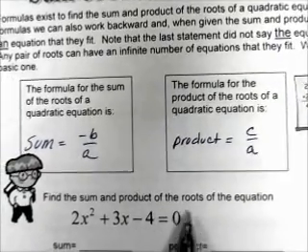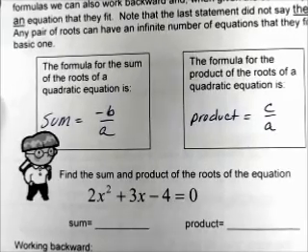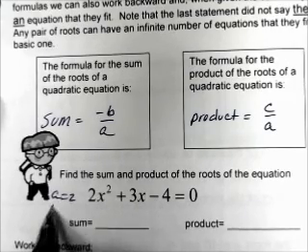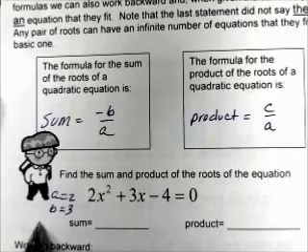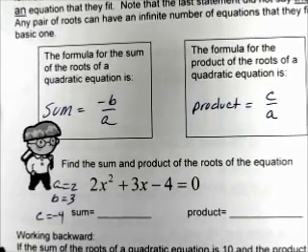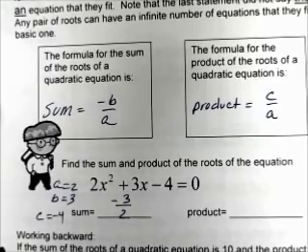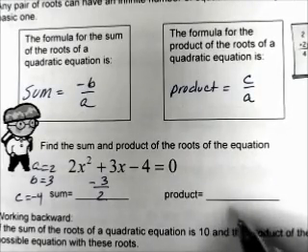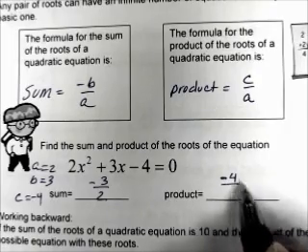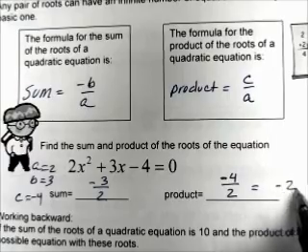Okay, we want to find the sum and the product of the roots of the equation 2x squared plus 3x minus 4 equals 0. Well, it's in standard form. Our A value is 2, our B value is 3, and our C value is negative 4. So the sum of the roots, negative b over a, is going to be negative 3 over 2. The product of the roots, c over a, c is negative 4, over a is 2, which would be equivalent to negative 2.